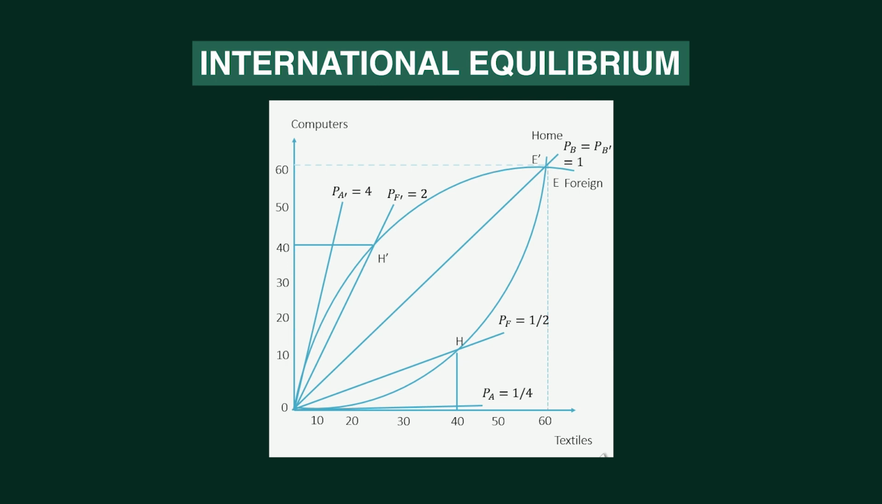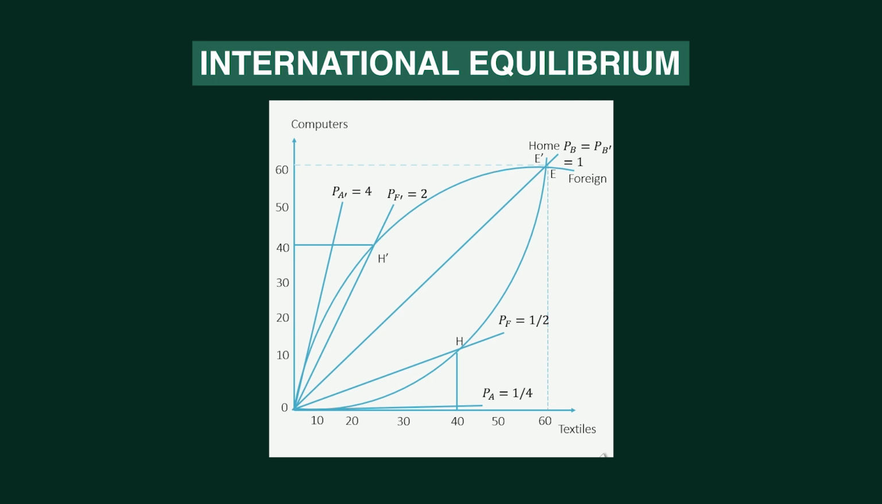So now think of this thing. Here is one diagram, the same diagram reproduced here. Now consider that this is a point which is 40. So 40 units of textile is giving satisfaction to the home economy if home gets 40H, this amount of computer from the foreign economy.